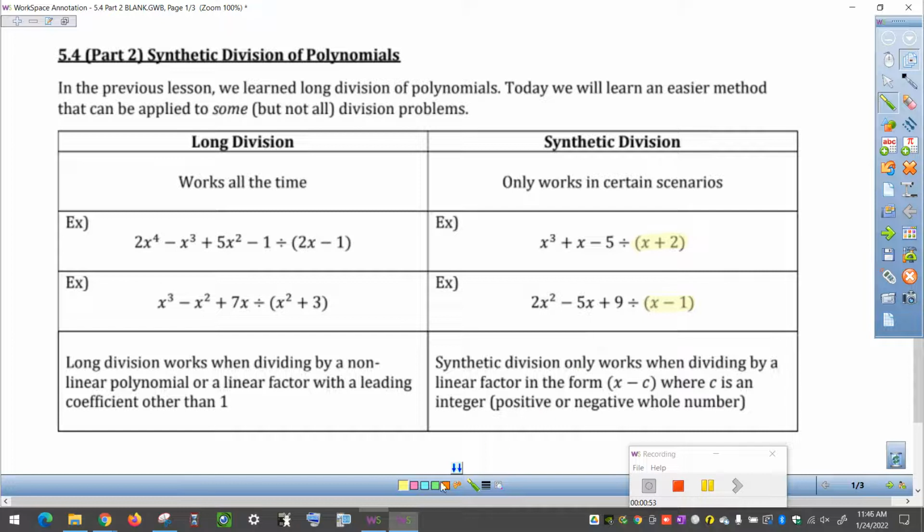A situation where synthetic division would not work would be if you had a leading coefficient other than 1. So if you look at this one over here, it's being divided by 2x minus 1. Also, if you were dividing by a non-linear polynomial, let's say a quadratic that involved an x squared, synthetic division would not work for that situation either. So we still need long division because it will work for those other cases, but synthetic division can be a little easier and maybe a little faster if our problem meets those requirements.